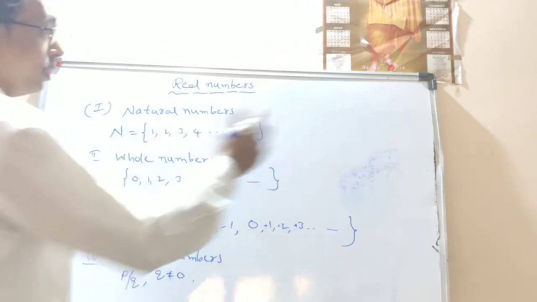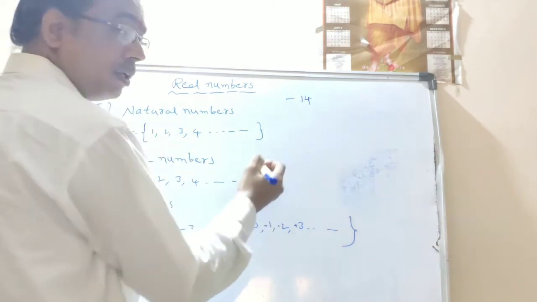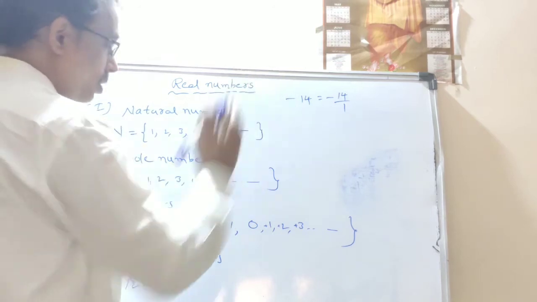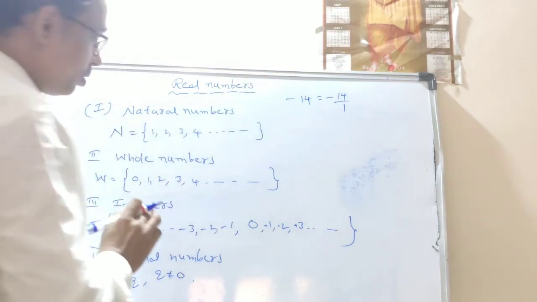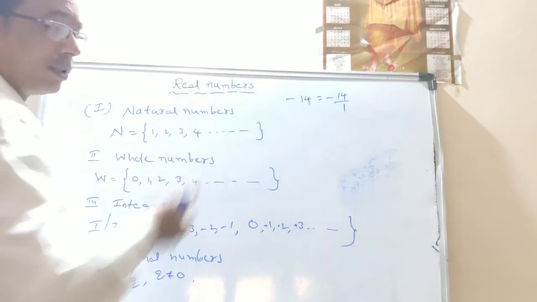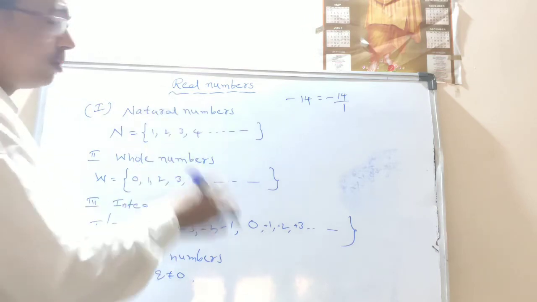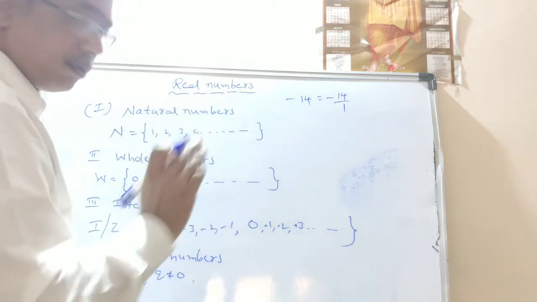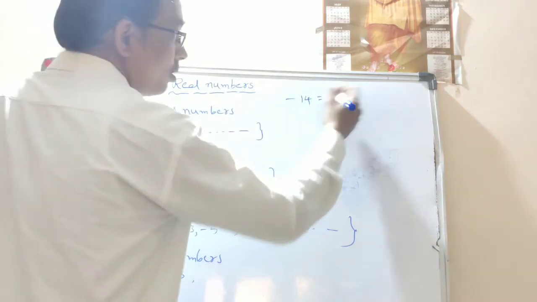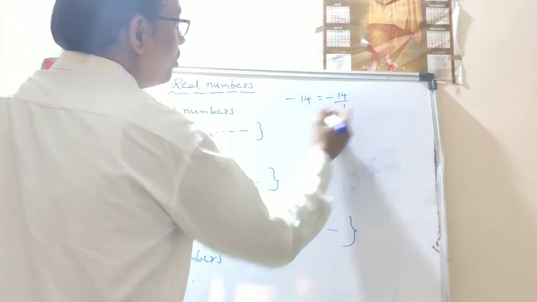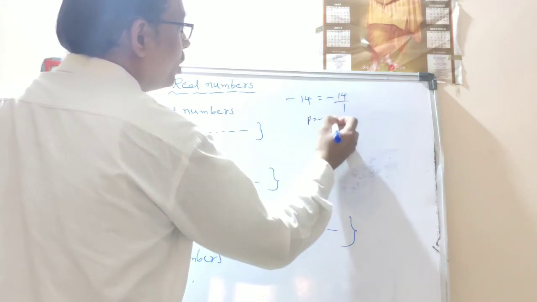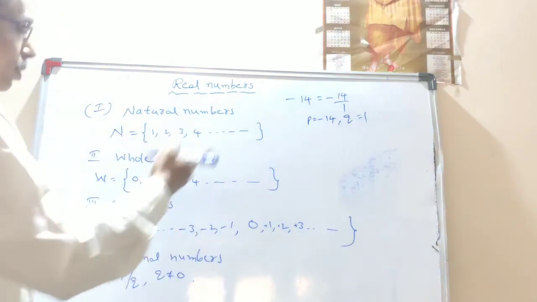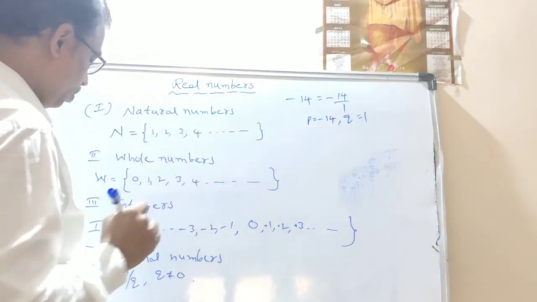For example, I am taking an integer -14. That means here -14 can be written as -14 by 1. Not only -14, you can take any other number, for example 2. That can be written as 2 by 1, and 3 as 3 by 1. That means each and every number can be put in the form of P by Q. In -14 by 1, here P is -14 and Q is 1. Okay, and Q must not equal 0. We have to note that point.